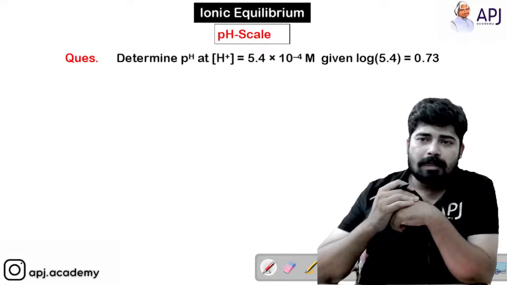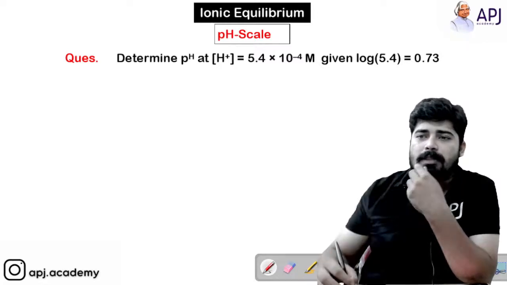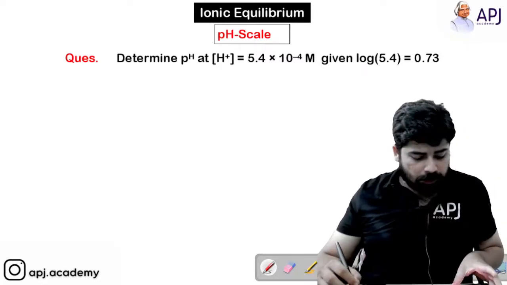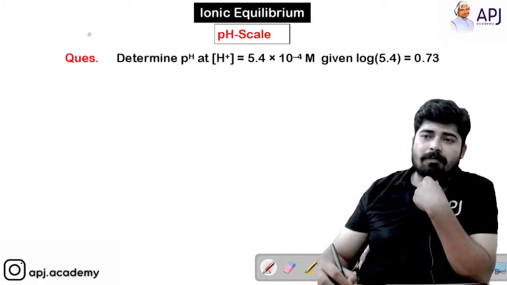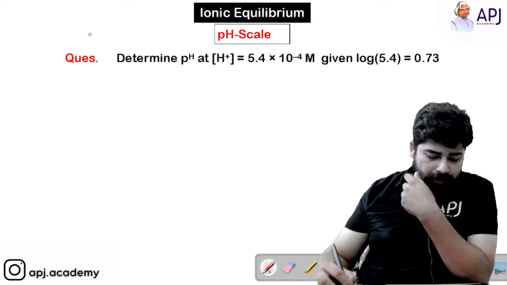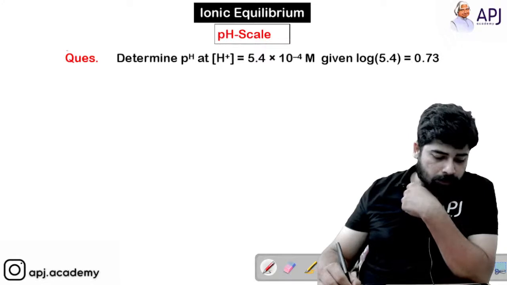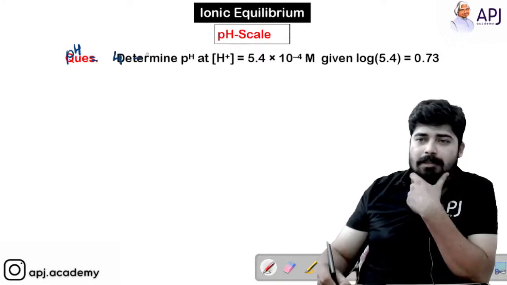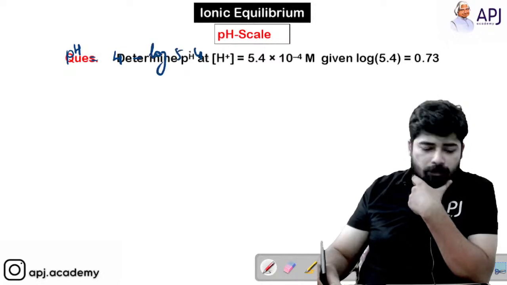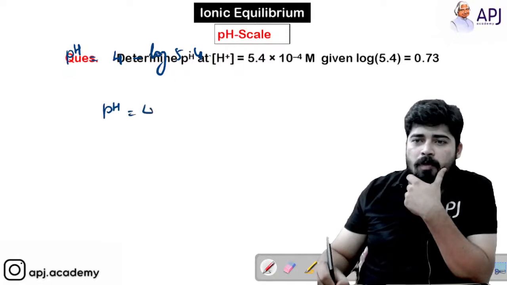Now next question, determine the pH when H plus concentration is 5.4 into 10 raised to minus 4. They have given log 5.4 equal to 0.73. How are we going to do that? pH is equal to, we know that, 4 minus log 5.4.